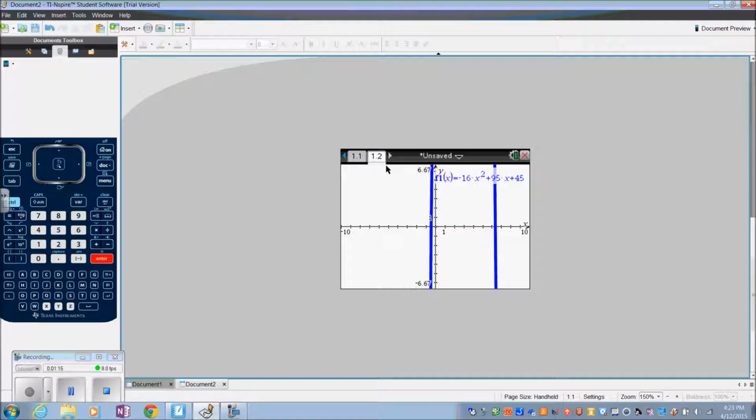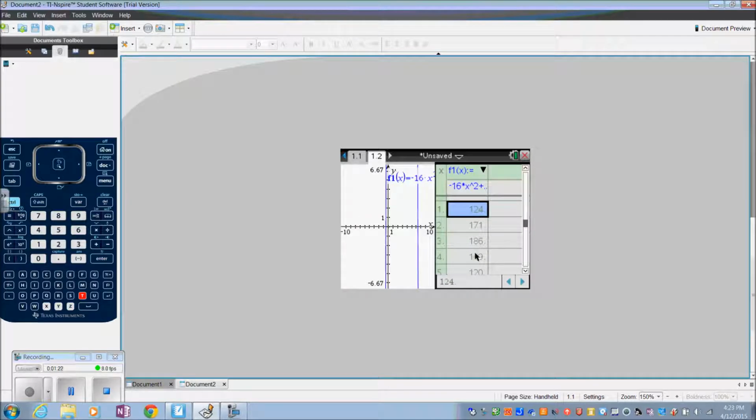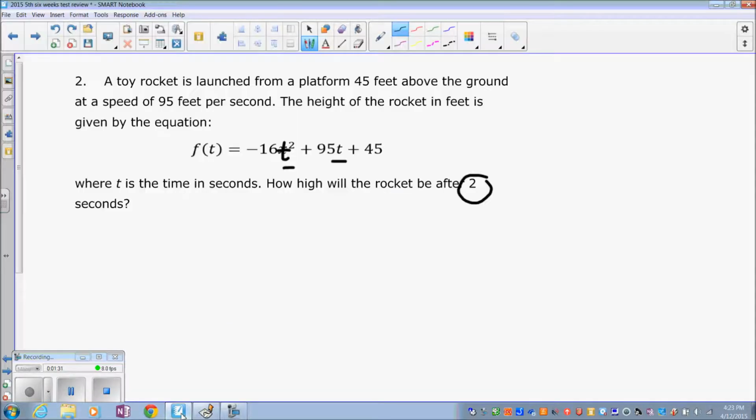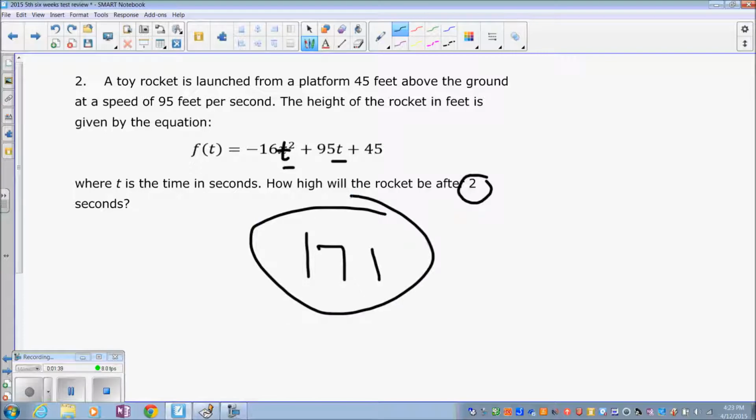So it's graphed. Now you're going to hit Control T for your table, and we're looking for where the rocket is after 2 seconds. And if you see right here, it's 171 feet in the air. So your answer is going to be 171. And if it's griddable, you would just grid 171.